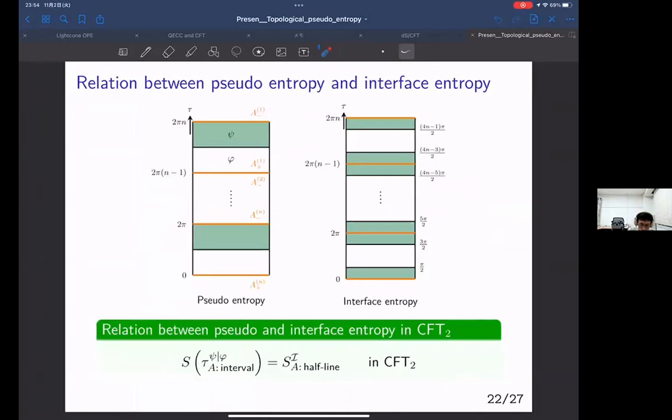And so if you compare their replica partition functions, then you find a nice relation between pseudo entropy and interface entropy in CFT. So this is the resulting partition function for the pseudo entropy, and this is for interface entropy. Because these two boundaries are glued together, they are actually equal. They are the same partition function. So you just shift the parameter tau by pi half, then you get this one. So what we find is that the pseudo entropy for an interval region is equal to the interface entropy for a half line, when the theory is CFT. So this is the main result. Is it clear?